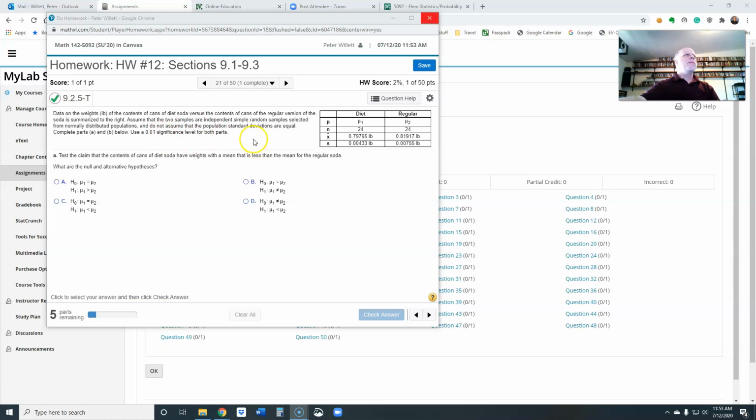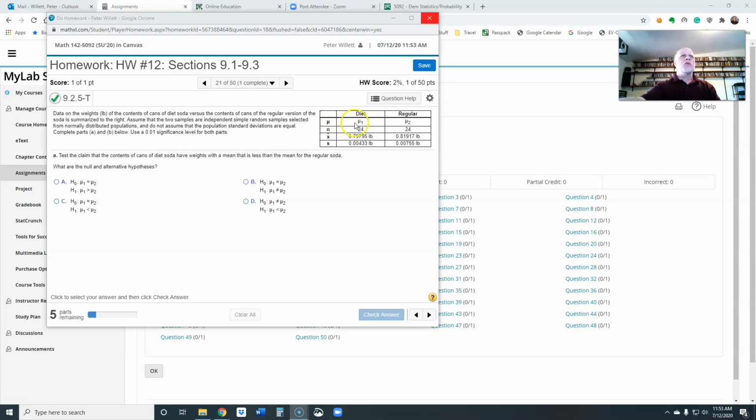If we look at the problem here, it says data on the weights of the contents of cans of diet soda versus the contents of cans of the regular version of the soda is summarized to the right. There's a little table, and it shows the diet soda results and the regular soda results. Assume that the two samples are independent simple random samples selected from normally distributed populations.